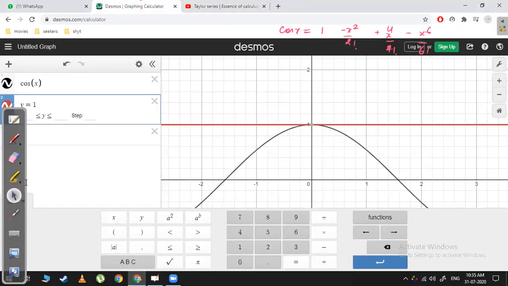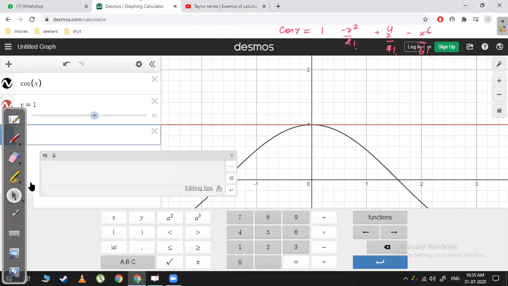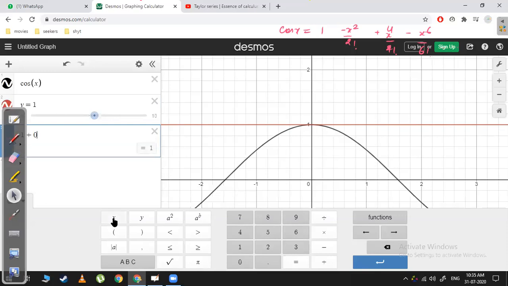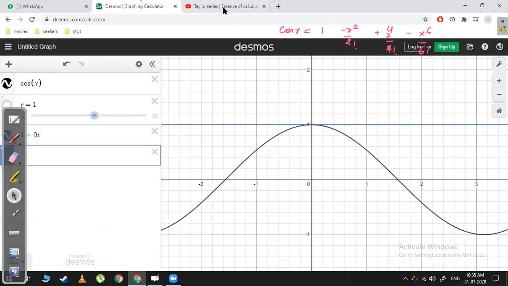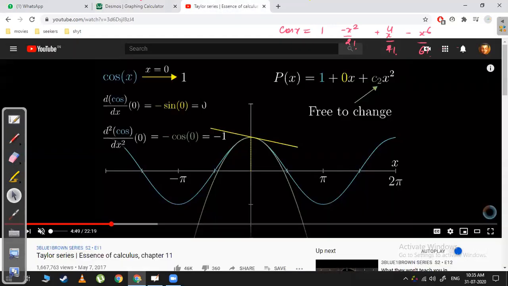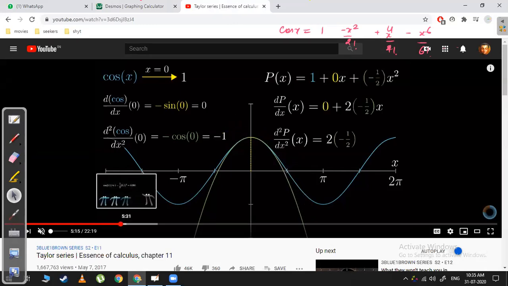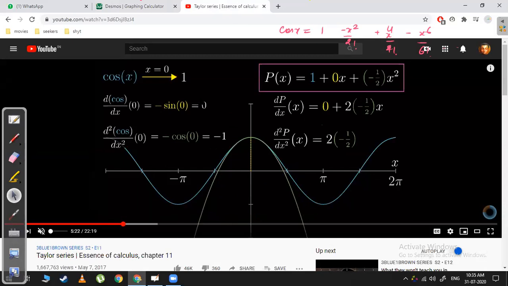So what we did, we wrote down 1 plus 0 into x. So 1 plus 0 into x. The second term also gave the same thing. Now after differentiating once more, when we try to find the coefficient of x square, we got the coefficient of x square as minus 1 by 2. We got minus 1 by 2, right?